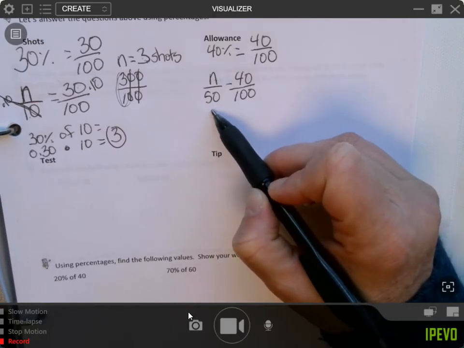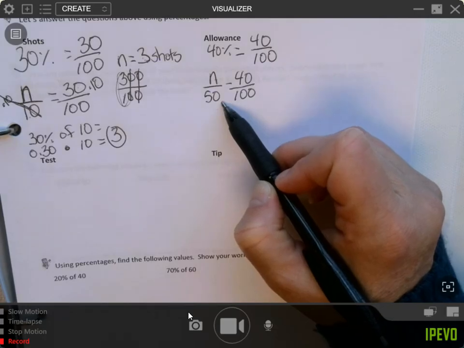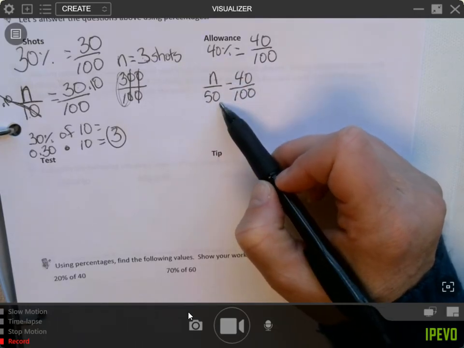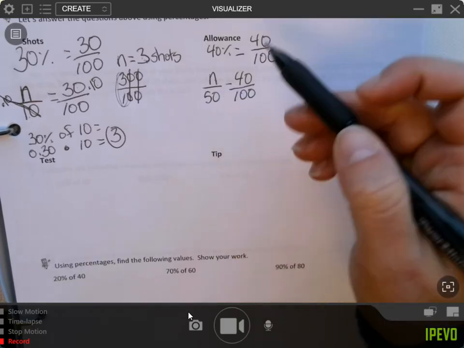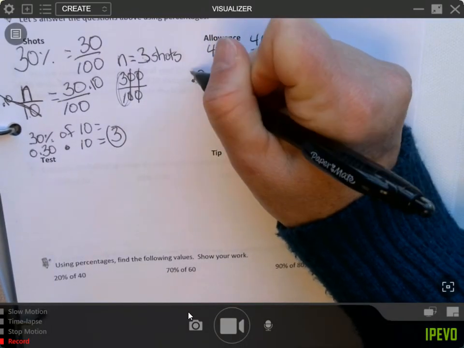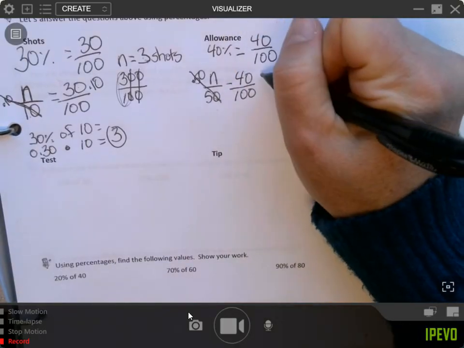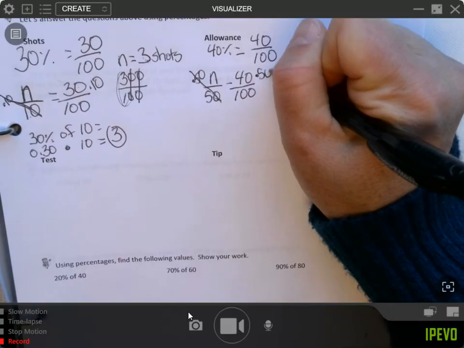Oh, look at this number. What number is that? 50. So because we're dividing it by 50, now we want to multiply both sides by 50. Because if we're dividing and multiplying, they cancel out. They're opposite operations. But we're going to do the same thing to this side.